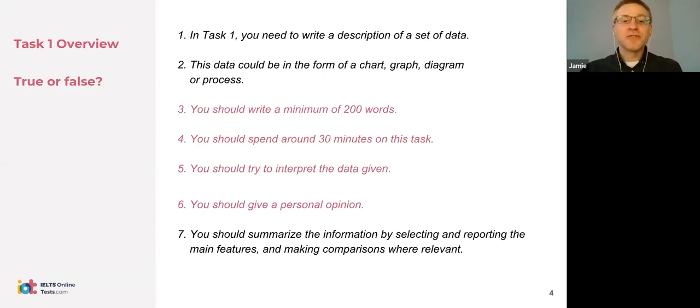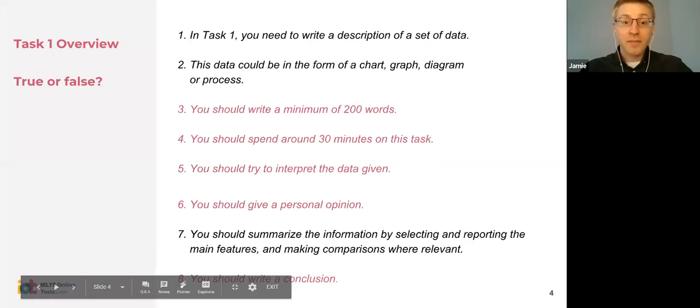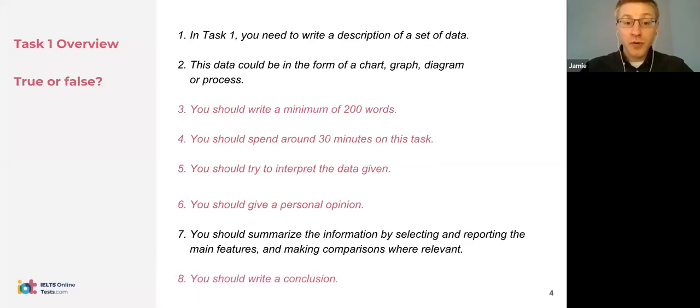Finally, you should write a conclusion, and I notice, Nikunj, you've mentioned that if you write an overview, then you don't need a conclusion. And I think that is a very good rule of thumb. A conclusion is not necessary. You will give the main information in your overview. If you find that you don't have enough words, but you've described the graph, you could write a short concluding sentence.